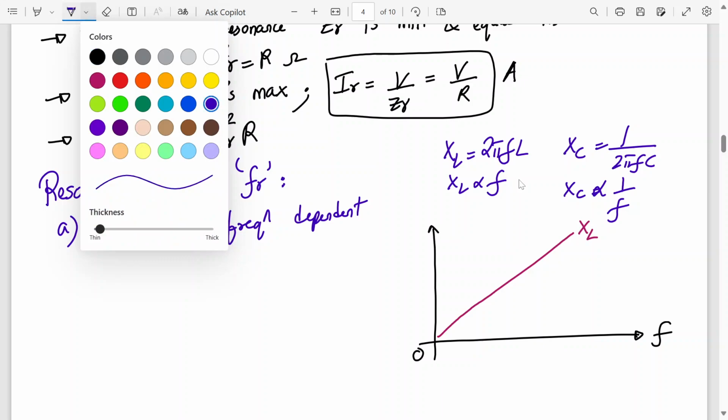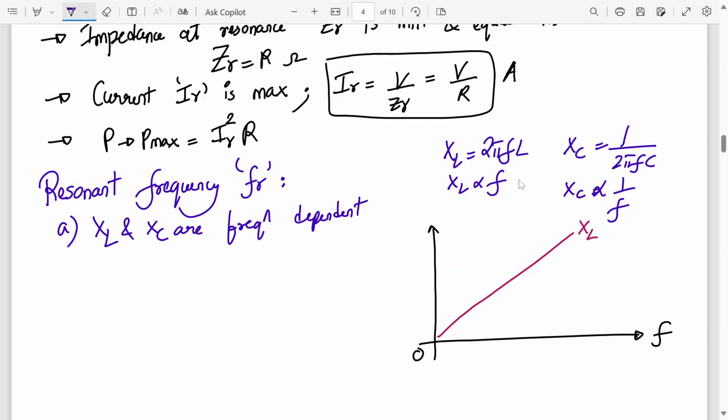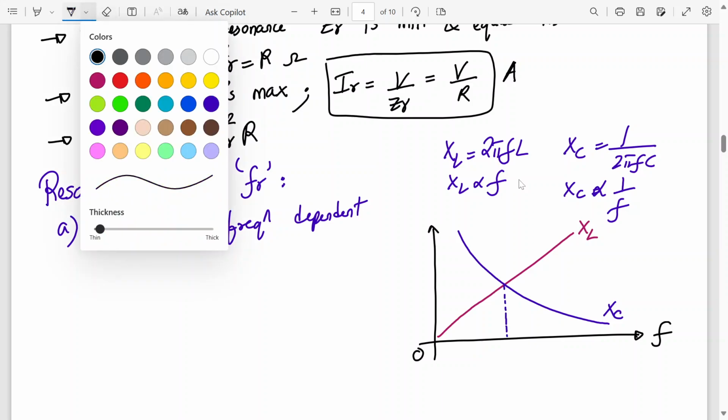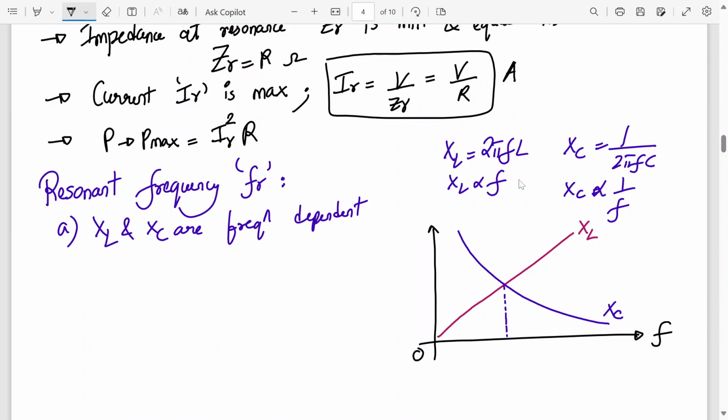How will my graph of inversely proportional look? You show it like this, right? This is XC. This is an important concept coming up. Where do they intersect? Will XL and XC intersect at only one point or many points? They intersect only at one point, right? So this is called the resonance frequency, FR.